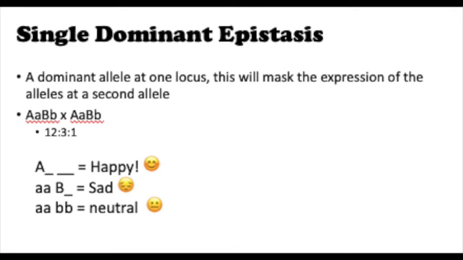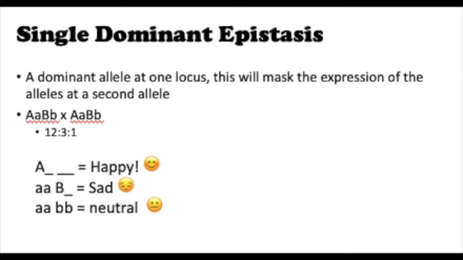Now I'm going to go a little more in depth with single dominant epistasis. This type is when there is a dominant allele at one locus that will mask the expression of the alleles at a second locus. In this example, A is epistatic to B and b. If 2 heterozygous organisms mate, then there should be a ratio of 12 to 3 to 1.